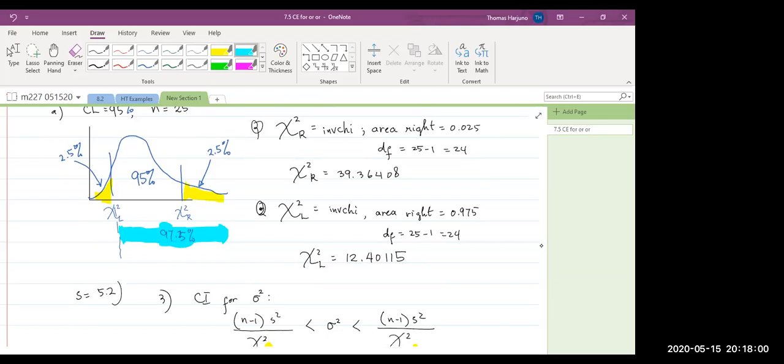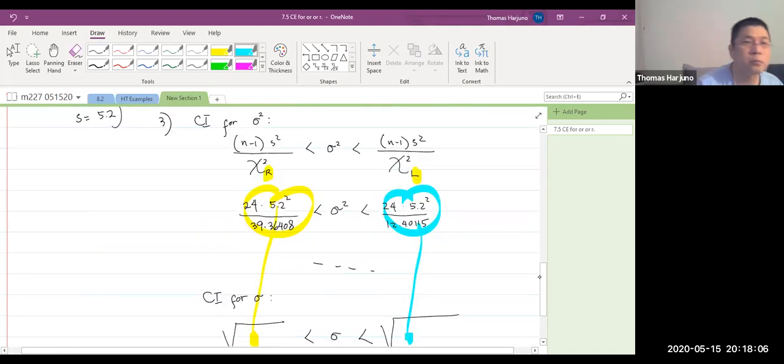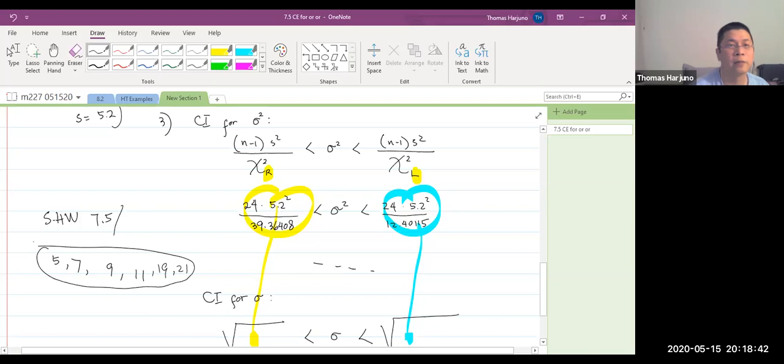Okay. Sure. Time's up, so I will stop here. Your suggested homework will be from 7.5. So you go on yourself. Suggested homework from 7.5 will be number 5, number 7, number 9, number 11, and then number 19, and number 21, hold on. That's for 7.5.